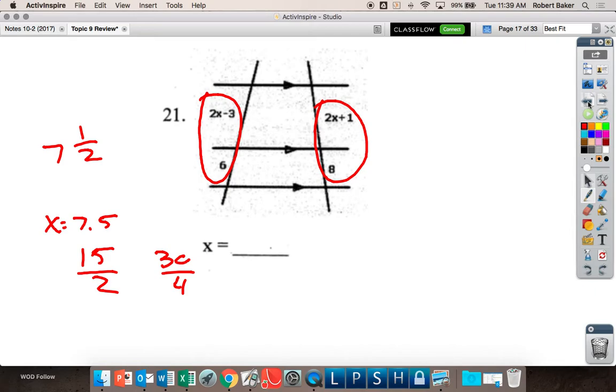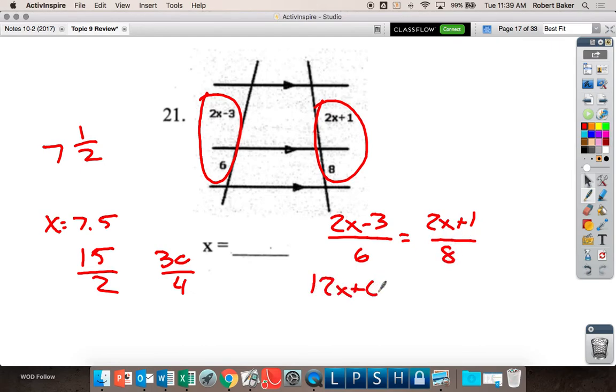At the end I got 30 is equal to 4x. And divide by 4. And then you get 7.5, which is 15 over 2. He didn't do the math wrong. He just wrote the fraction wrong.